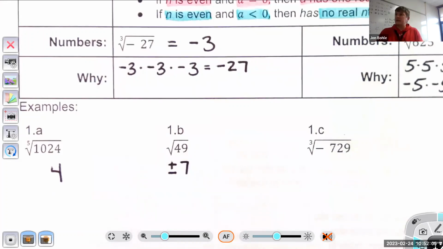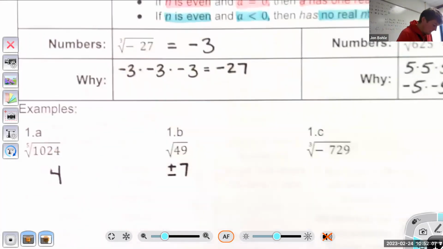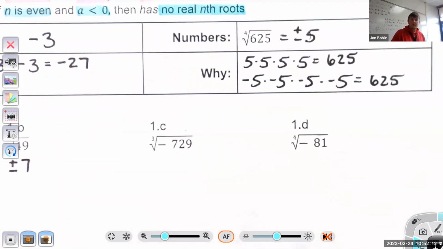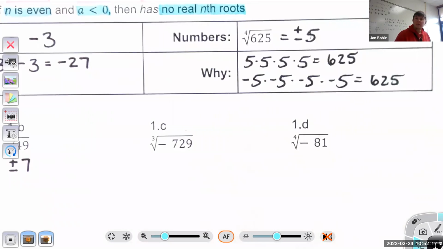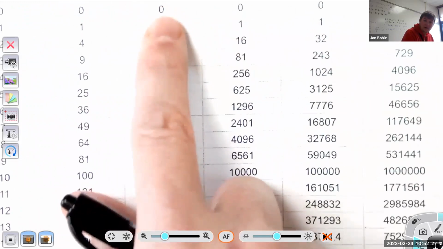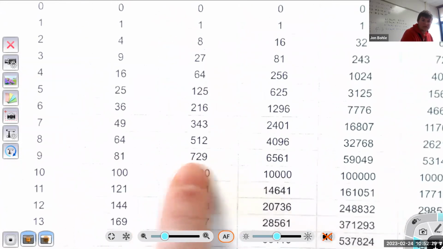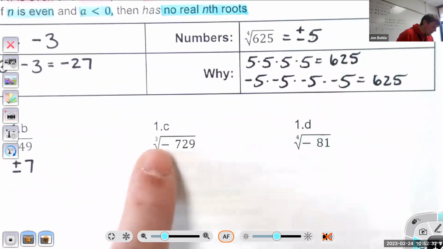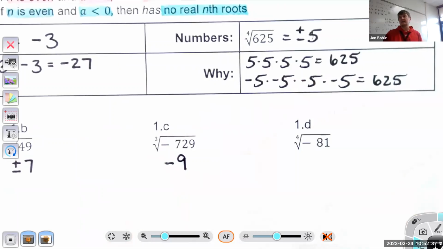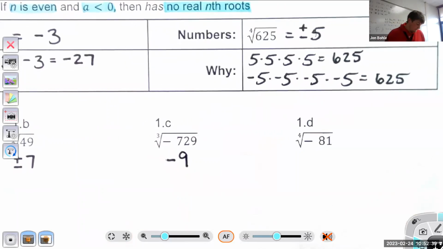Okay, 1c. What root of negative 729 am I looking for? Okay, we got the answer, but what root am I looking for? The third root. So I have to look at my third power column. 729, its root is 9. It's odd. So what's the answer? Negative 9. Only negative 9, not positive and negative.